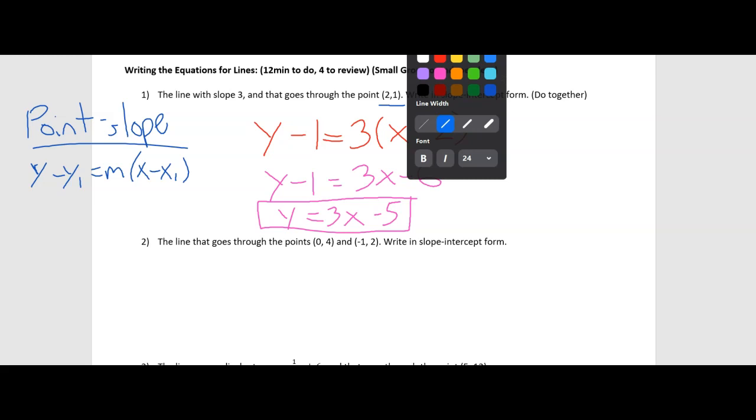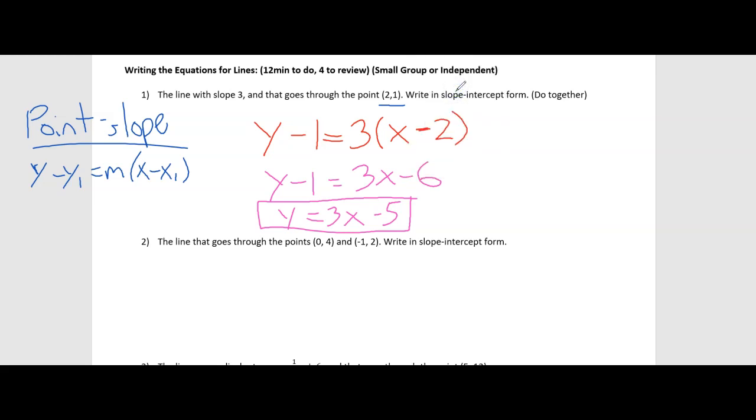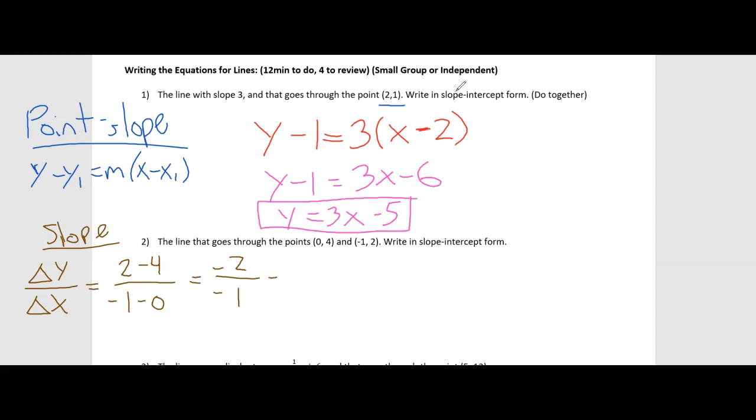Okay, so the difference between this one and the previous one is that we actually have to find the slope. So change in y over change in x. This is going to help us find the slope of the line. So that's going to be equal to y2 minus y1 over x2 minus x1. So I'm going to go 2 minus 4 all over negative 1 minus 0. That's going to give me negative 2 over negative 1, which is equal to 2. So our m, our slope, is 2.